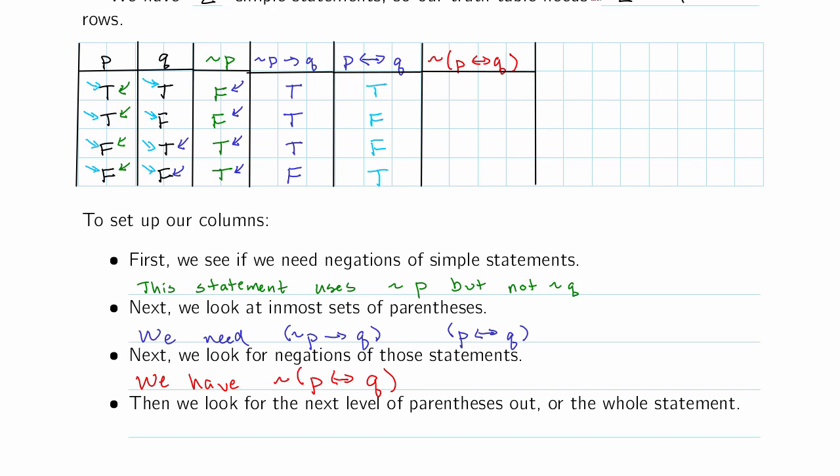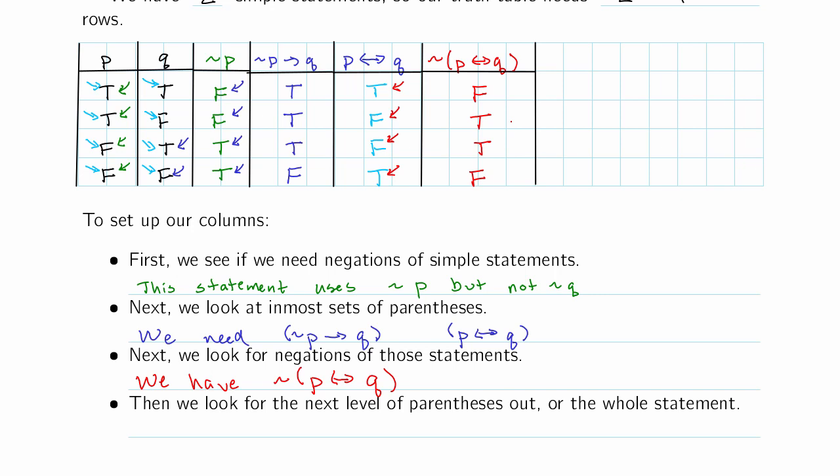So how do we compute this column? Well, we're doing not to P if and only if Q. So we're going to have the opposite of whatever truth value P if and only if Q had. Here the statement is true, its negation is false. The statement is false, its negation is true. The statement is false, its negation is true. The statement is true, its negation is false. Okay, that wasn't too bad. What's left?